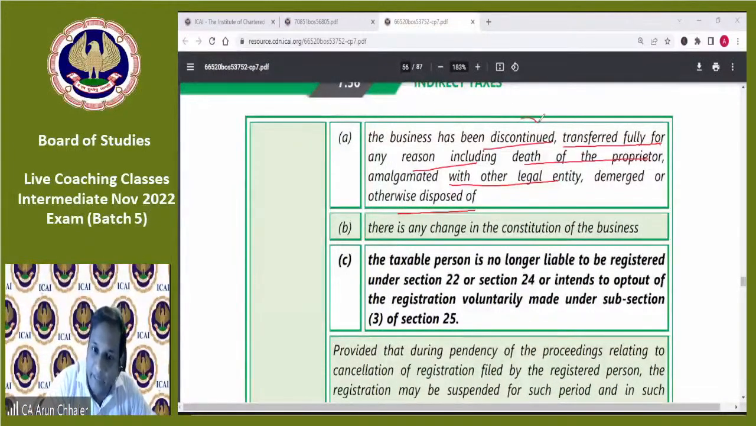So the business has been discontinued or transferred, including death of the proprietor, or there is a change in the constitution of the business from proprietor to partner, partner to private limited. As a result, there is a change in the PAN number.